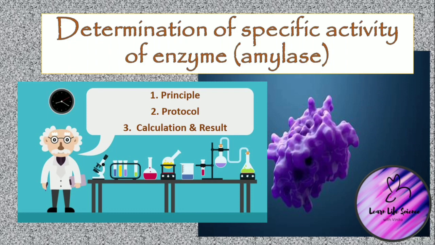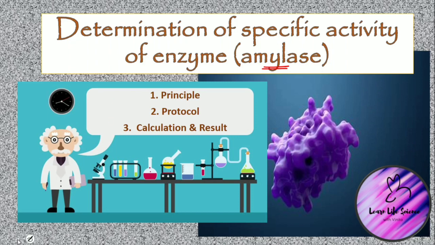So in today's video, I'm going to tell you regarding the determination of specific activity of enzyme. For example, I have taken an example of alpha amylase. In this video, I'm going to tell you how you can calculate specific activity of enzyme using some protocols as well as a little calculation. This video on specific activity is also going to include some other factors, like how you are going to calculate enzyme activity and how you are going to calculate the concentration of unknown sample. So taking all these factors, I'm going to start the session.